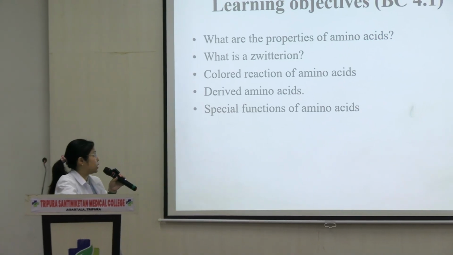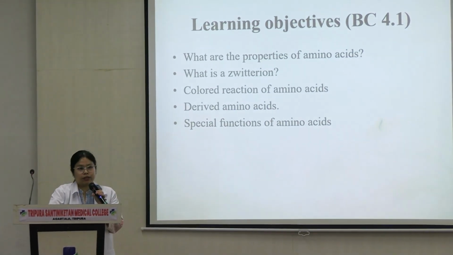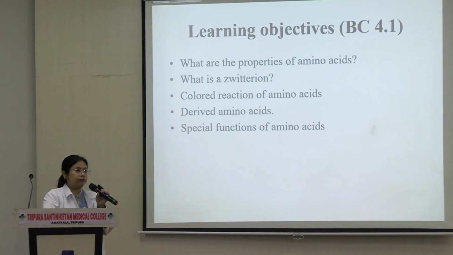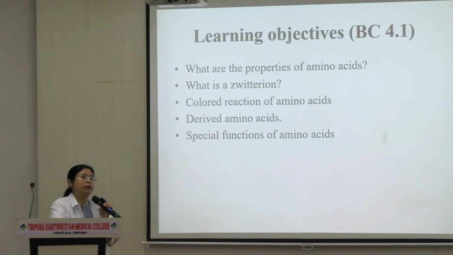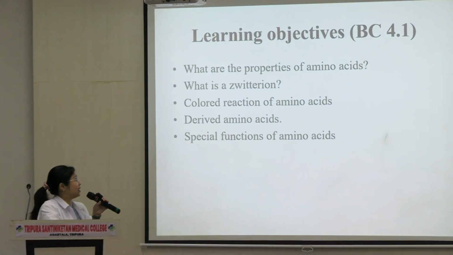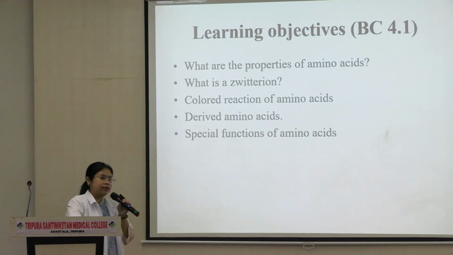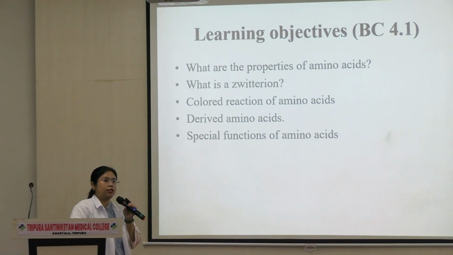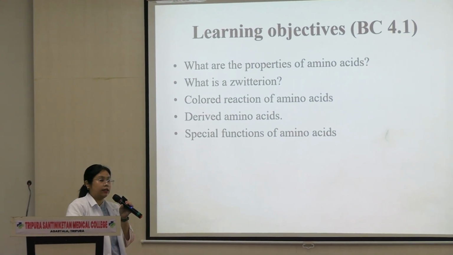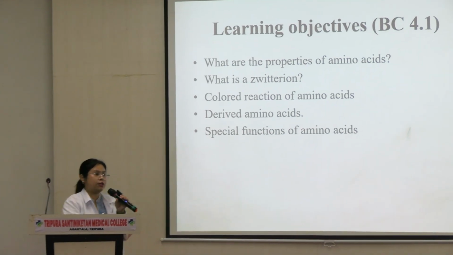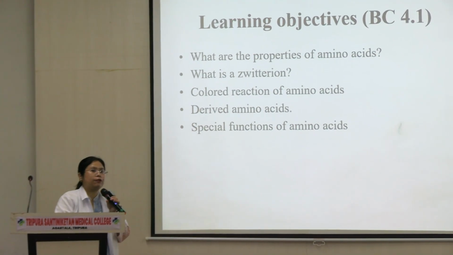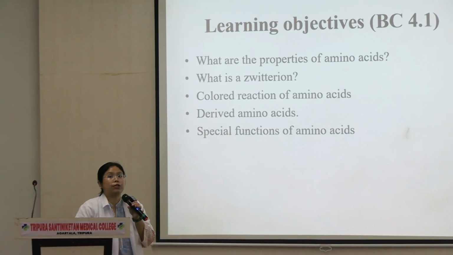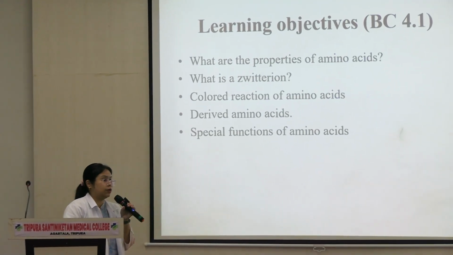What is a Zwitterion? Very, very important topic because it comes as a short note and even in Viva. Then we have colored reactions, which help in detection of amino acids. There are certain derived amino acids, which are not exactly the 20 amino acids. There are certain amino acids which are derived from these 20 amino acids, and what are they and their importance. And there are special functions of amino acids beyond just forming protein. Okay, so we'll learn about that.